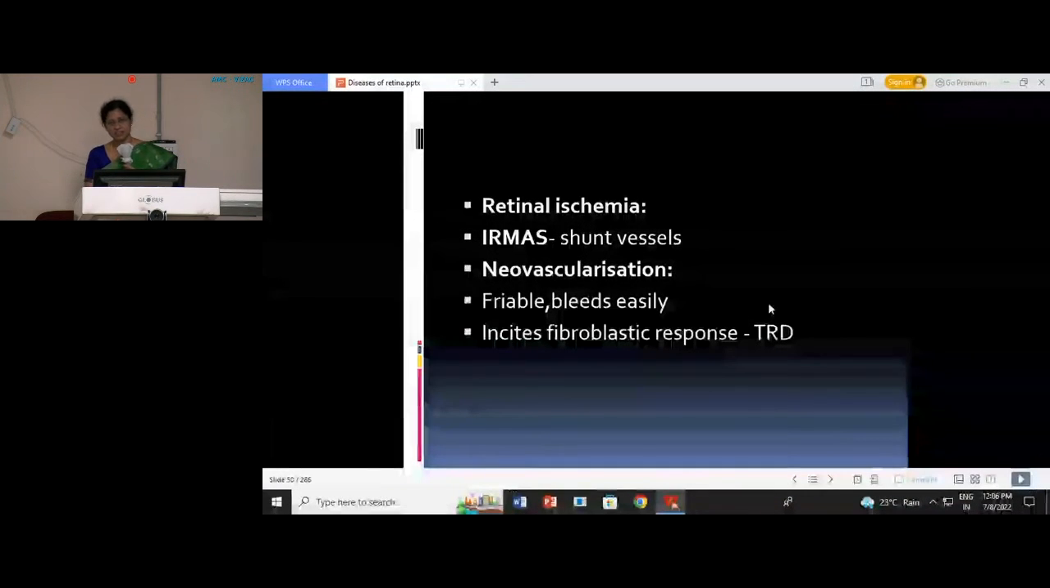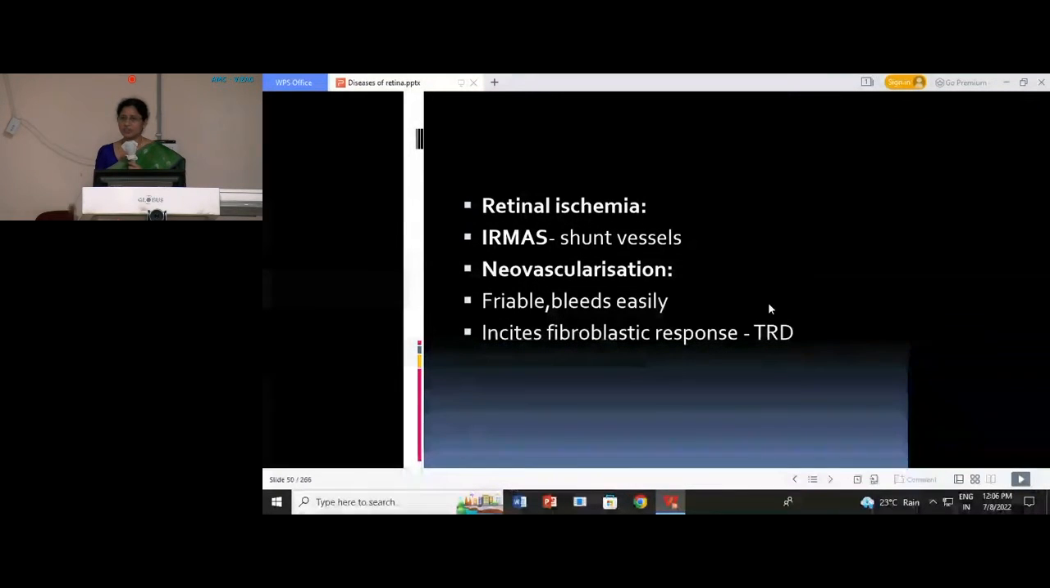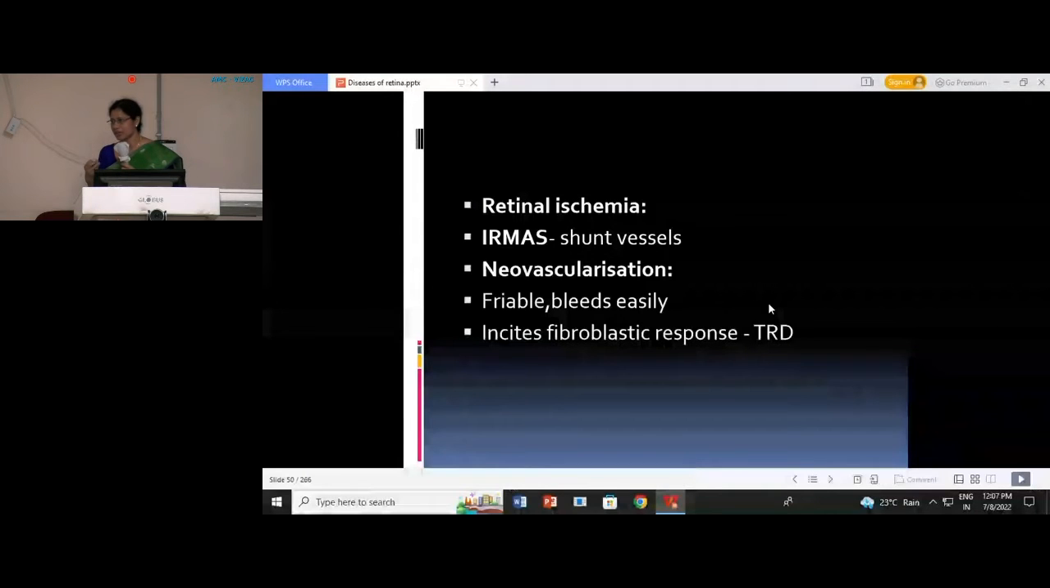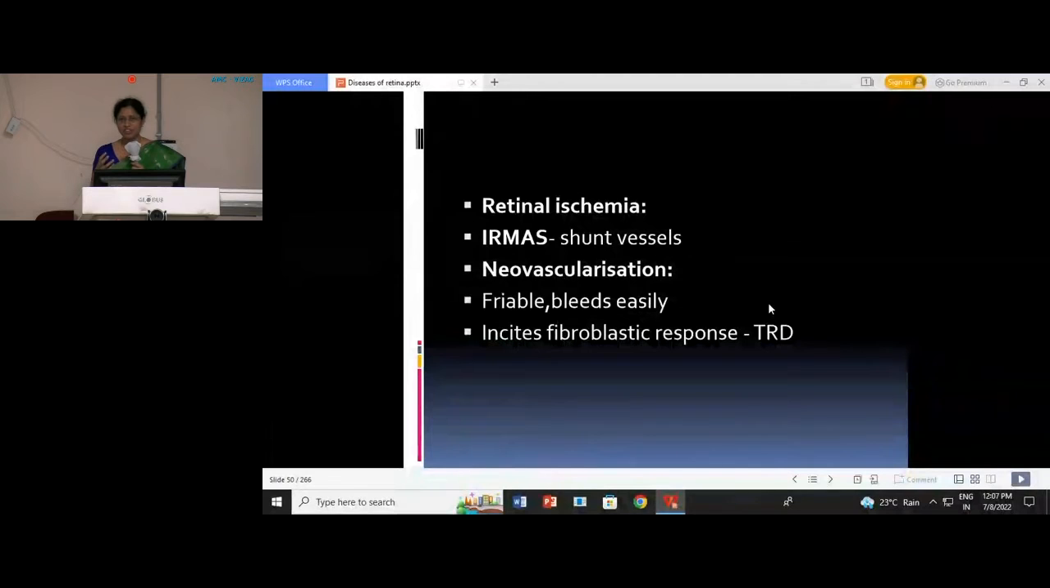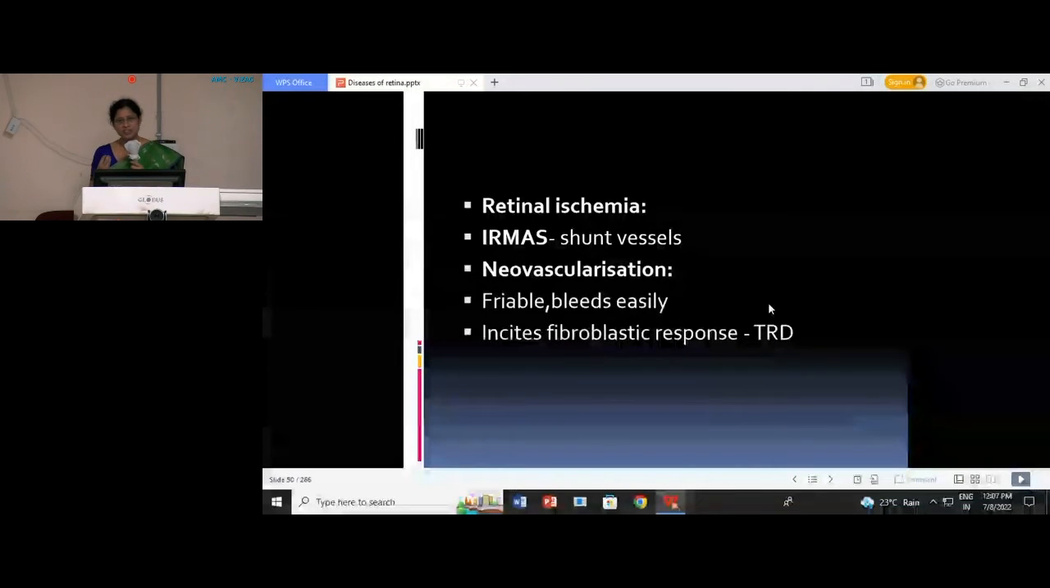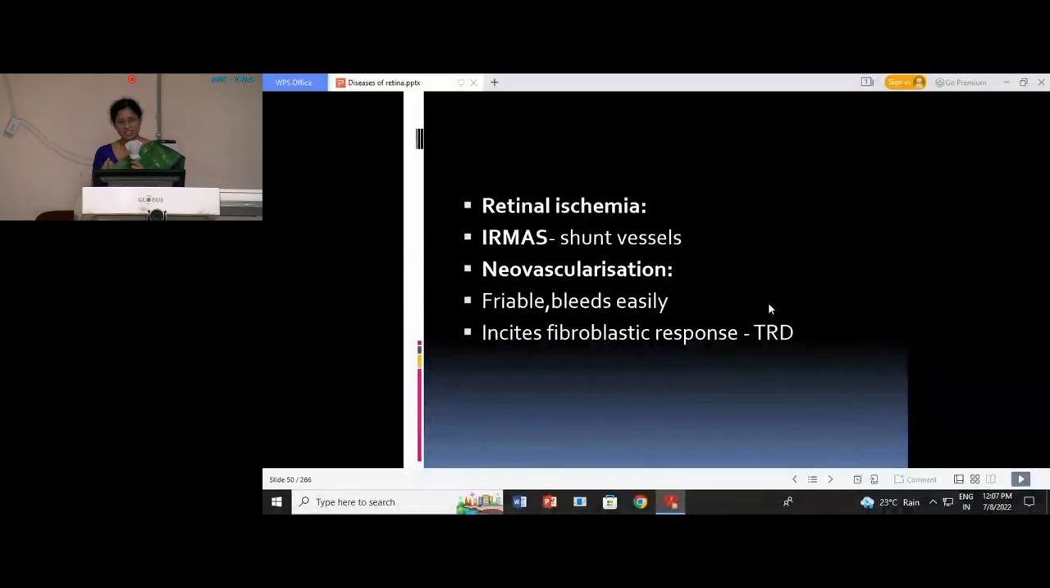Unlike the normal vessels, the new vessels are very fragile, so they easily bleed. Whenever there are new vessels, along with them there will be proliferation of fibrous tissue, leading to fibrovascular proliferation. This fibrovascular proliferation produces traction over the retina, leading to tractional retinal detachment.